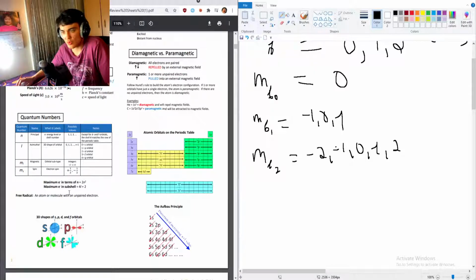Next. Maximum electrons in terms of n, 2n2. Maximum electrons in subshell, 4l plus 2. I don't get that. What is it trying to say? Maximum electrons in terms of n is 2n2.